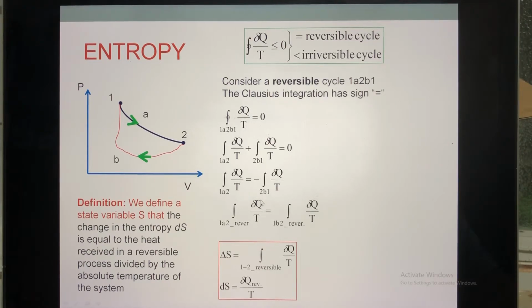So we call this quantity the change of entropy. What is entropy? Here it is a state variable. It represents the state of the system. So the change of entropy is the change of the states in the system.